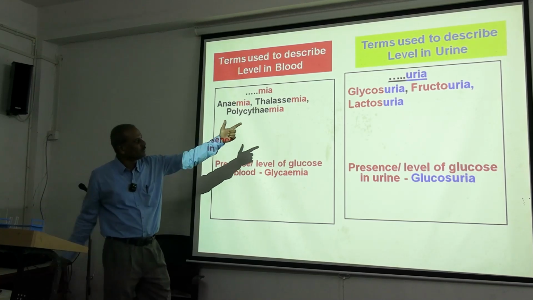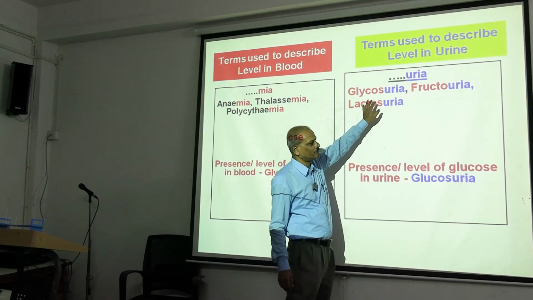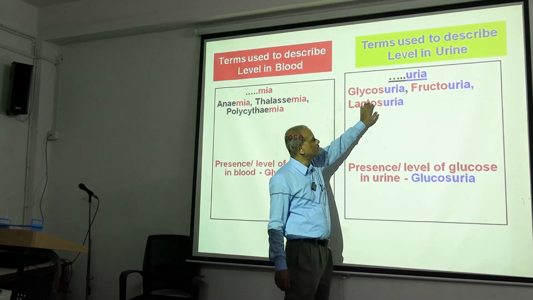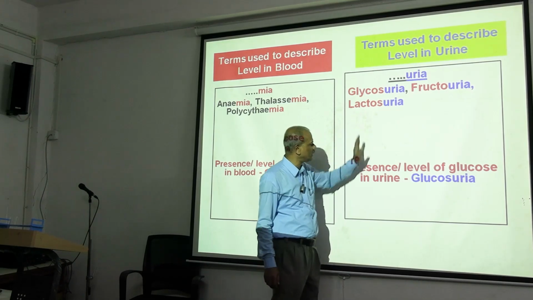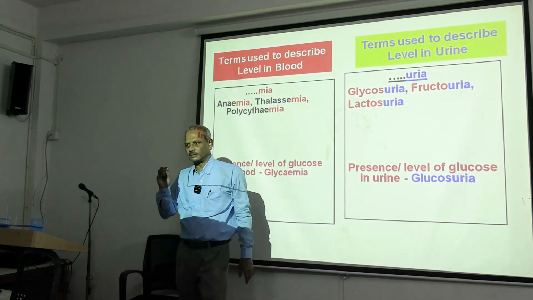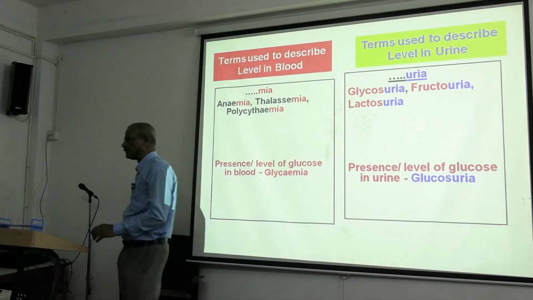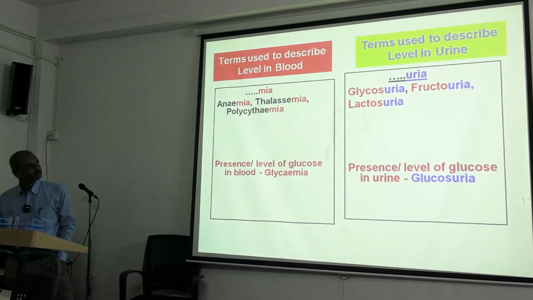Similarly, the term -uria is used if something is present in the urine. Glycosuria is a general term for any reducing sugar. So, if fructose is present in the urine, it is fructosuria; lactose, lactosuria; and the presence of specifically glucose in the urine is called glucosuria. This is for orientation purposes.